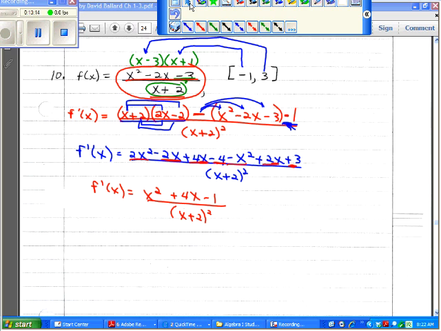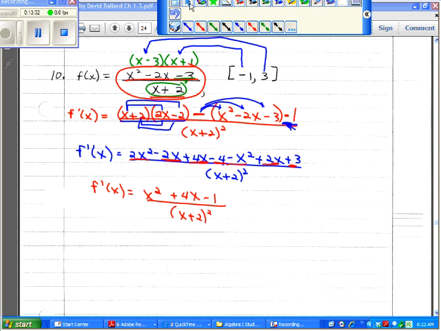I see no factoring opportunity for the numerator. If we could get an x plus 2 factor out of the numerator, it would cancel with one of the x plus 2's in the denominator. But that's not looking like a possibility. And so that looks like the best that we can do.